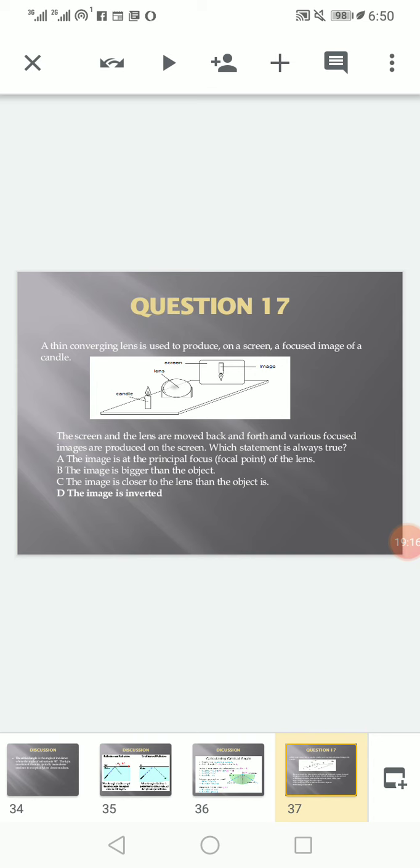This diagram says a thin converging lens is used to produce on the screen a focused image of a candle. The screen and the lens are moved back first, and various focused images are produced on the screen. Which statement is always true? The statement that is always true is that the image is inverted.